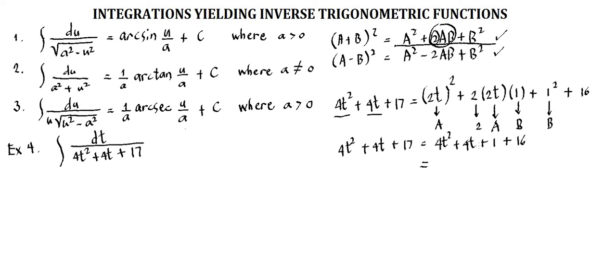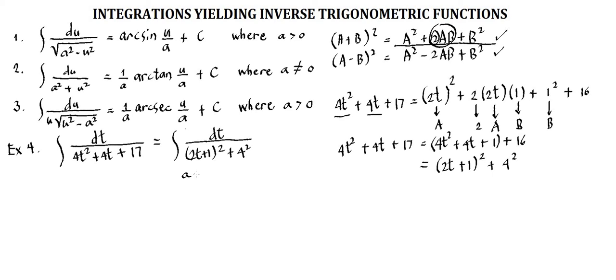Okay? So, ngayon, nag-group natin yung 4t squared plus 4t plus 1 at i-factor natin. So, yung ating perfect square trinomial na ito ay may factor na 2t plus 1 squared. At yung 16 naman ay equal naman siya sa 4 squared. Okay. So, yung ating problem ngayon ay equal din sa integral of dt divided by 2t plus 1 quantity squared and then plus 4 squared. Or 4 squared plus 2t plus 1 squared.